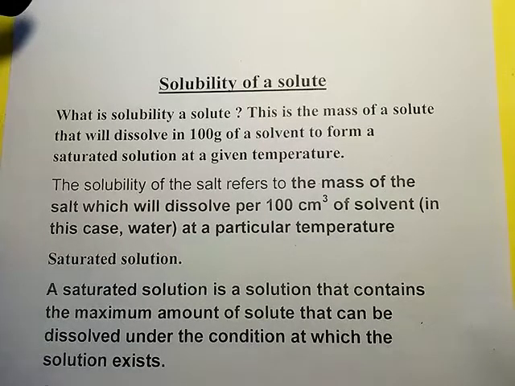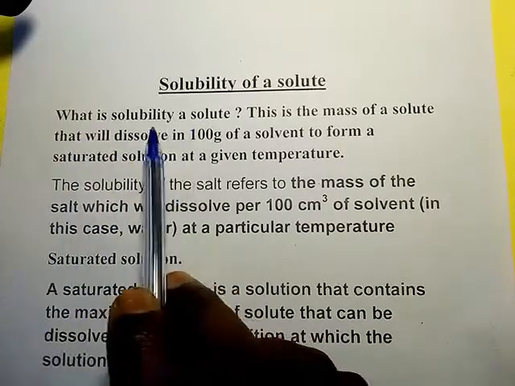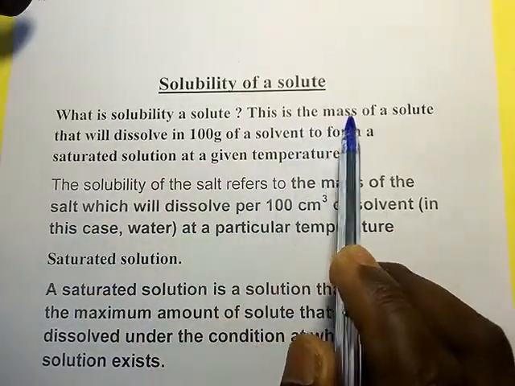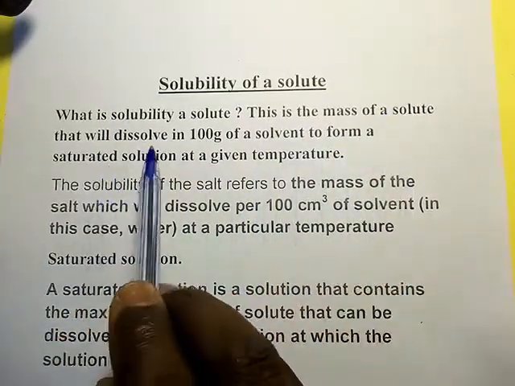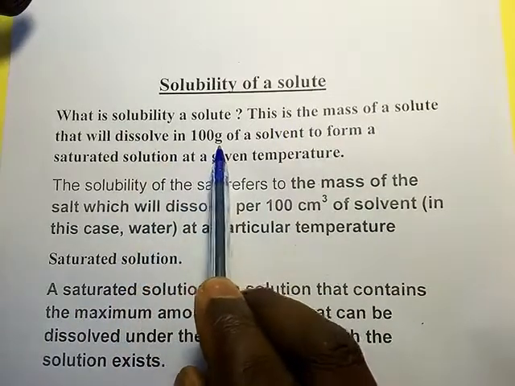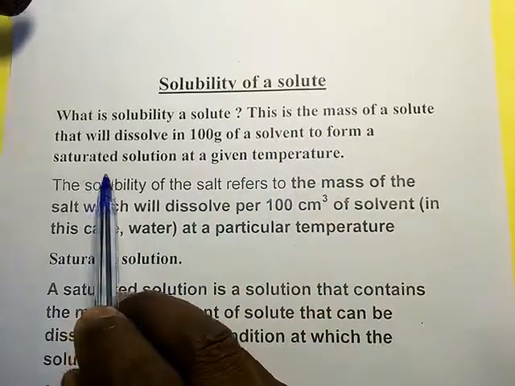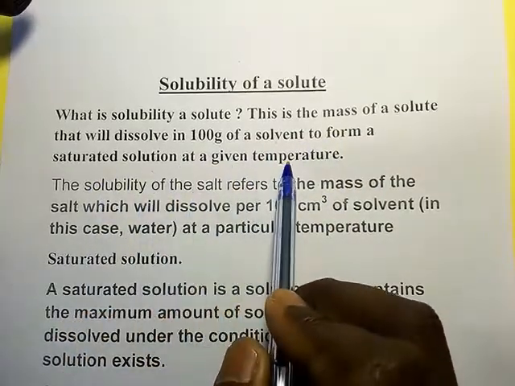So first, there are things I want you to understand before you get into the details of solubility. First, you should know how to define solubility of a solute. What is solubility of a solute? Solubility of a solute is the mass of a solute that will dissolve in 100 grams of a solvent to form a saturated solution at a given temperature.